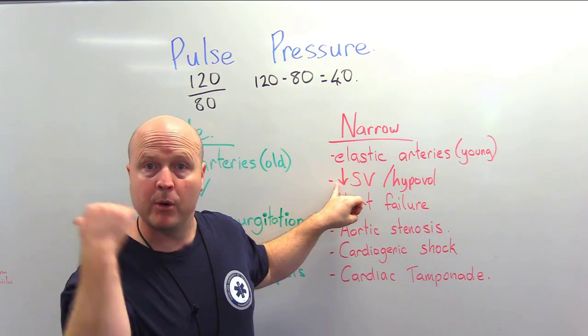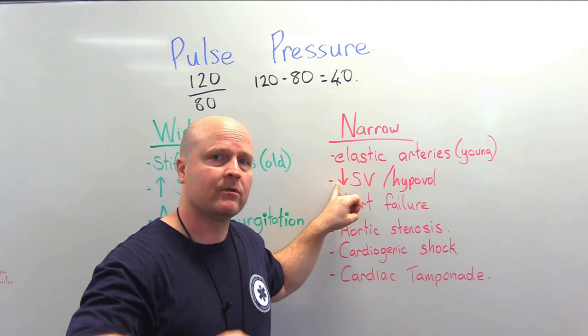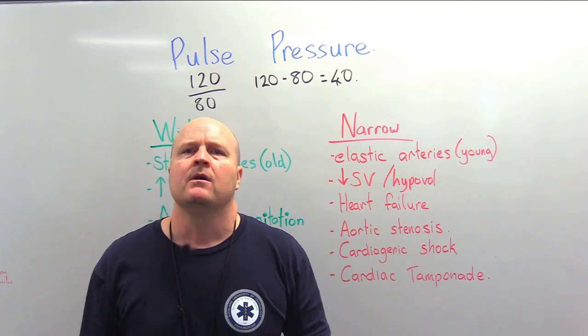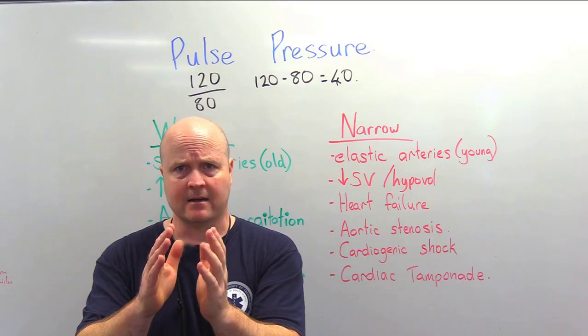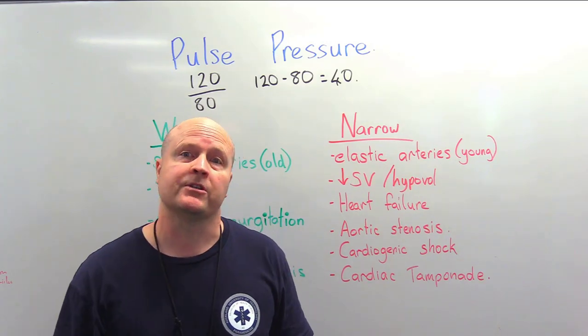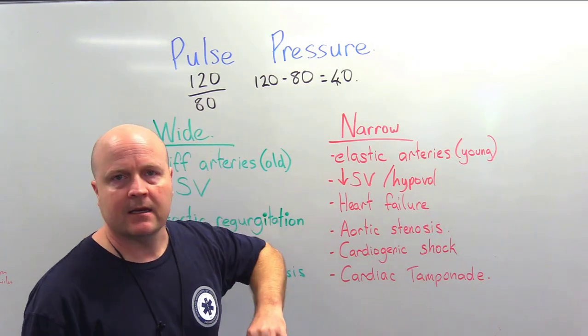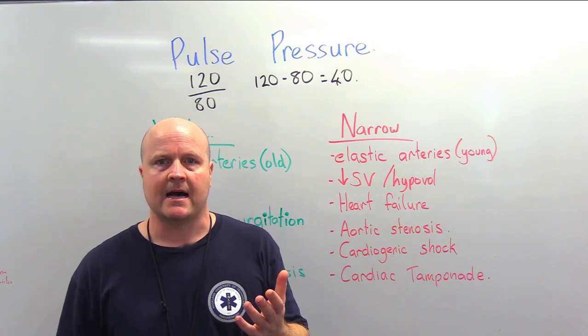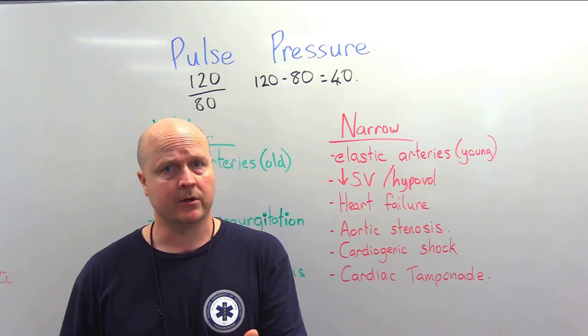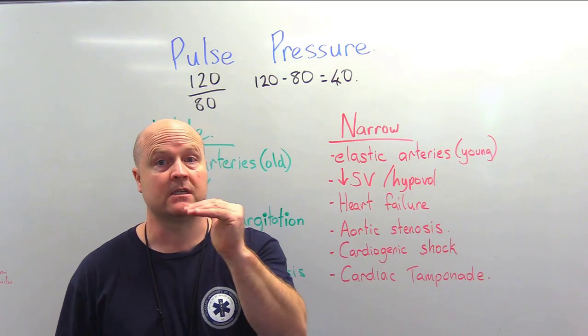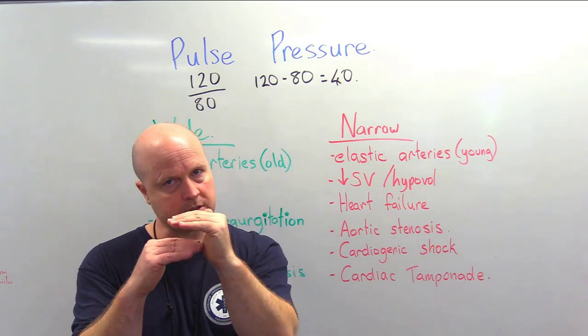The opposite of hyperthyroidism is hypothyroidism, and in that case we have less contractility of the heart, so therefore less systolic blood pressure. Heart failure, so a failure of the heart to generate enough cardiac output, is going to decrease systolic blood pressure, bringing it closer to diastolic.